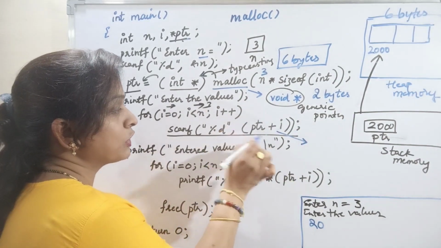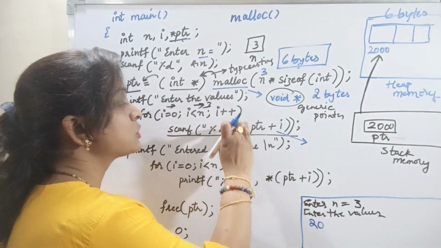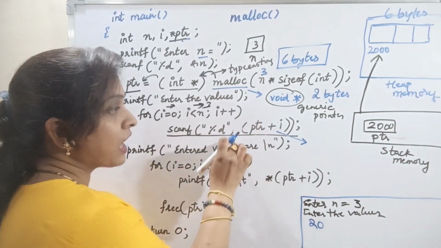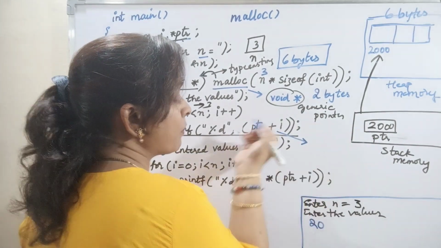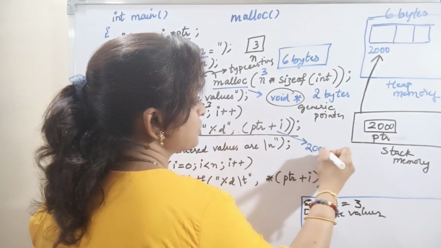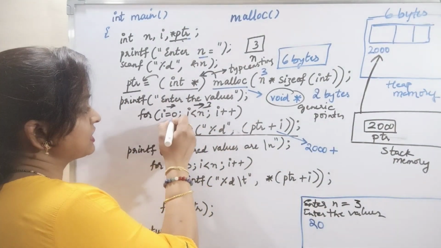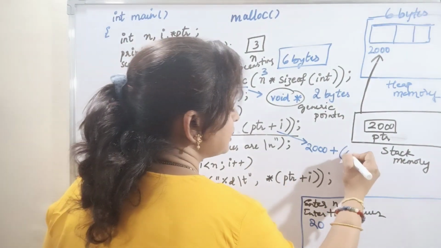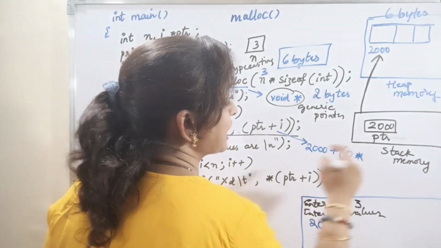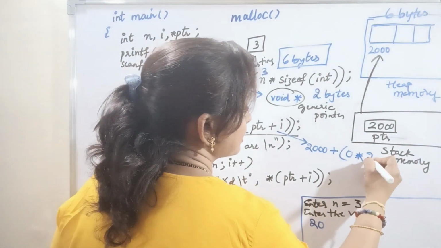So here I am not going to use any ampersand because the pointer itself stores the address. So what do we have in PTR? It is 2000. So how does it get substituted here? What will the compiler do? It says 2000 plus I. What is I? It is 0. 0 into the size of the data type. So what is the size of the data type? It is integer. So I just say it is 2.